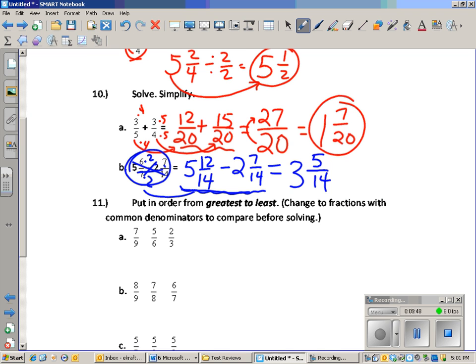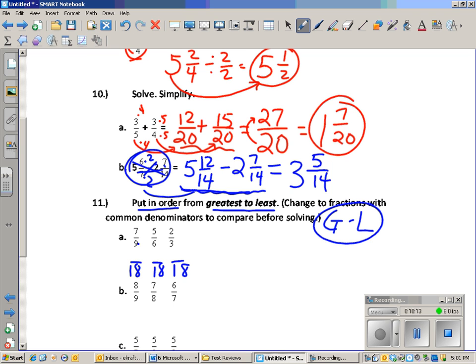So let's see, problem number 11, put these in order from greatest to least. Now this is going to be one of those that we should write down a little tip to ourselves, G to L, L to G, just so that we remember to check at the end. These again have different denominators, so I'm going to go ahead and change them to a common denominator. I'm going to make 18ths.